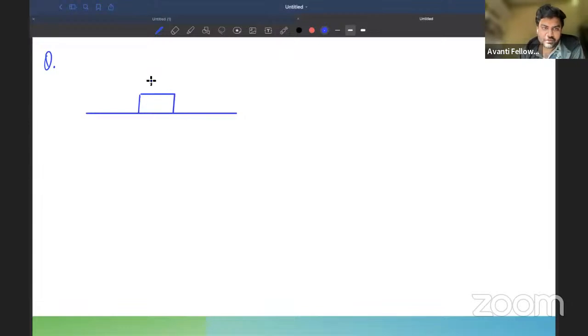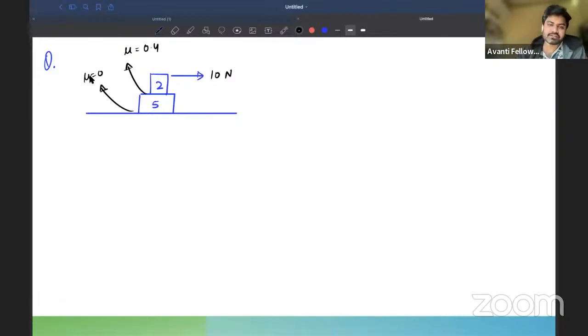ओके, और इस ब्लॉक के ऊपर भी है एक ब्लॉक, ओके. नीचे वाला ब्लॉक is let's say 5 kg, ऊपर वाला ब्लॉक is 2 kg. अब ऊपर वाले ब्लॉक पर फोर्स लग रहा है let's say 10 न्यूटन्स, ओके, and the friction coefficient of this surface is mu is let's say 0.4, और इस सरफेस का फ्रिक्शन is 0, मींस फ्रिक्शनलेस. ऊपर फ्रिक्शन है, नीचे फ्रिक्शन नहीं है.